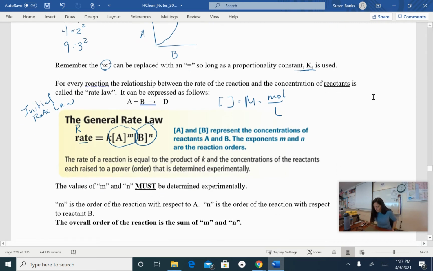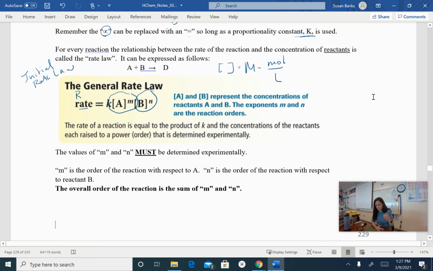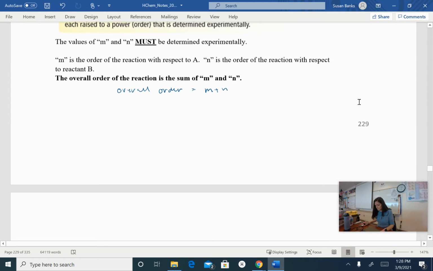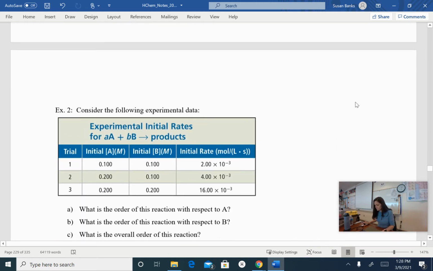Okay? So here we go. M is the order of the reaction with respect to A, okay? And N is the order with respect to B. So the overall order is the sum of M and N. So if I want the overall order, I just take the exponents and I just add them up. So let's look at some data and let's learn how to create these rate laws, okay? So we're going to consider this following data. Now, when we determine rate laws, there are a couple things that you need to be aware of.